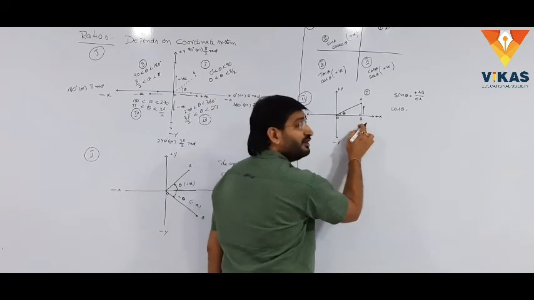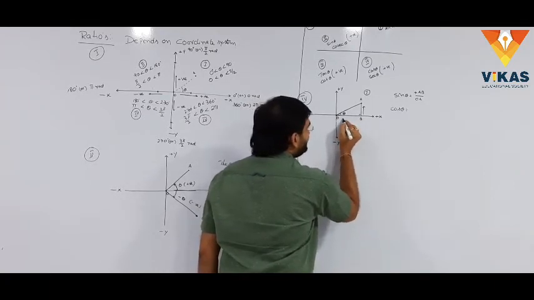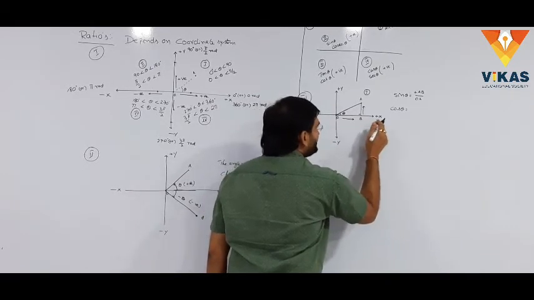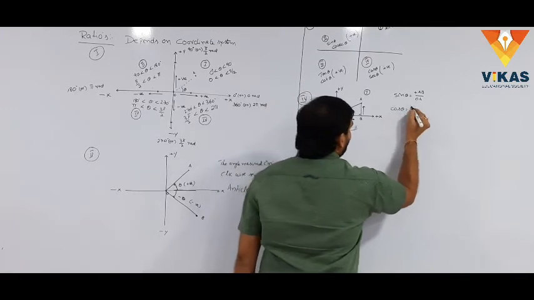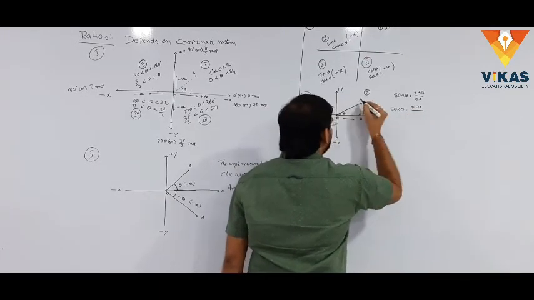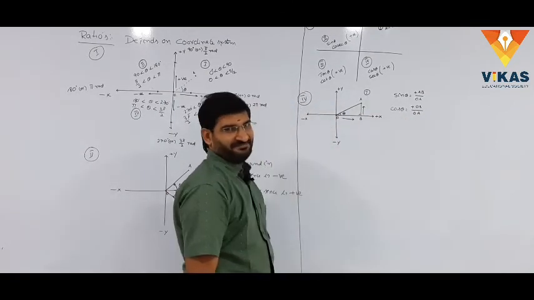All the distance is measured from where only? Center only. Here, origin to B, which is measured along the positive direction. That's why this is plus OB, by the hypotenuse OA. That's why cos theta is positive.